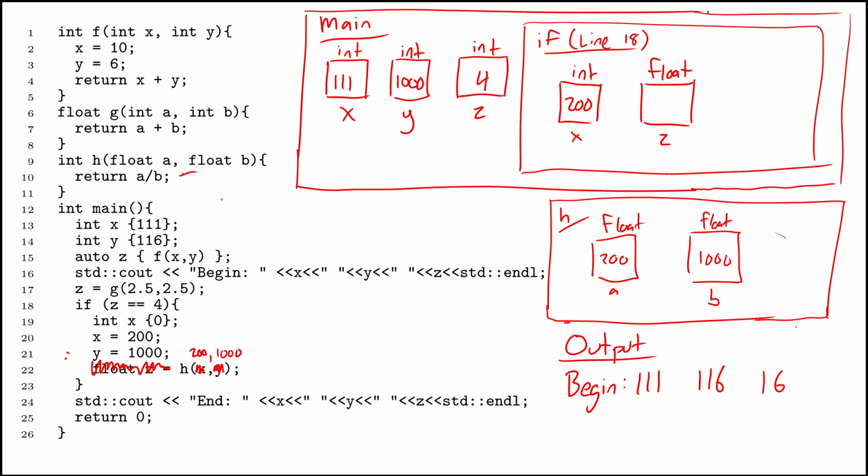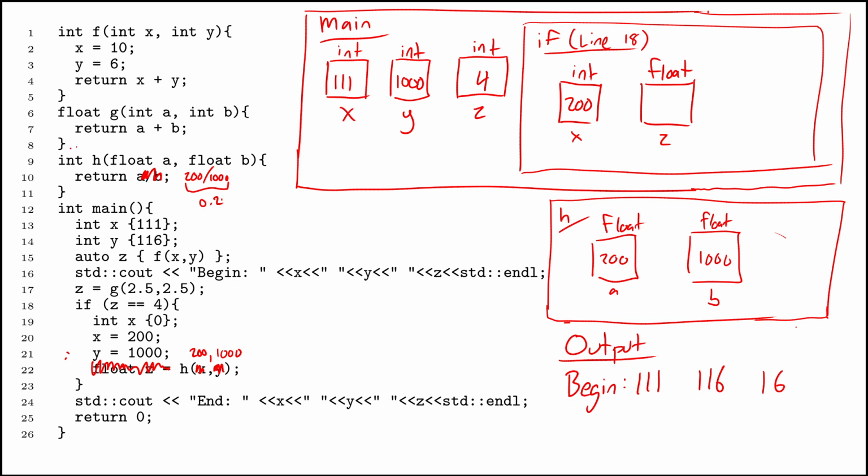And the very first thing that happens is I return a over b. So a over b here would be, let's see. I know the values of a and b. That's 200 and 1,000. And I can observe that both a and b are of type float, which means that what I actually get out of here is 0.2.